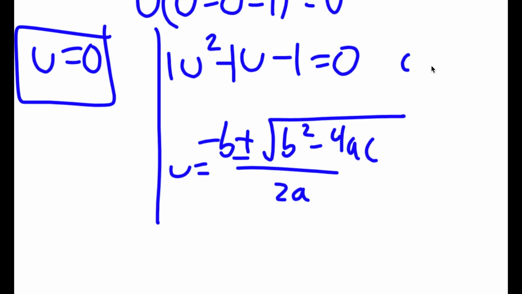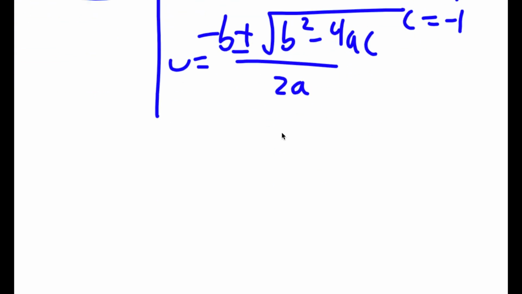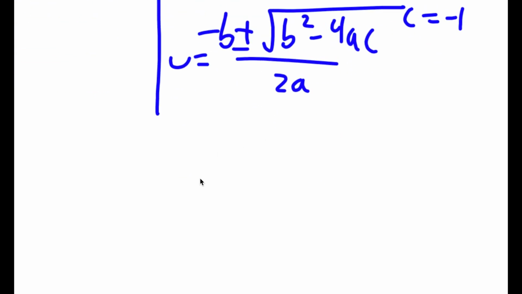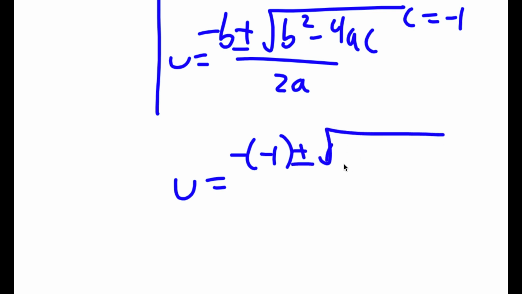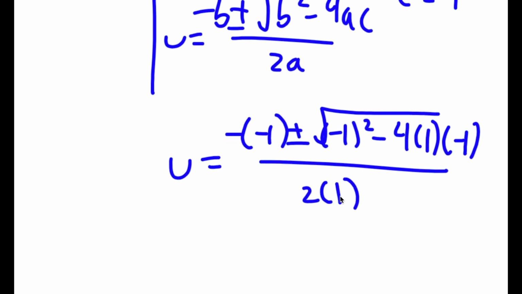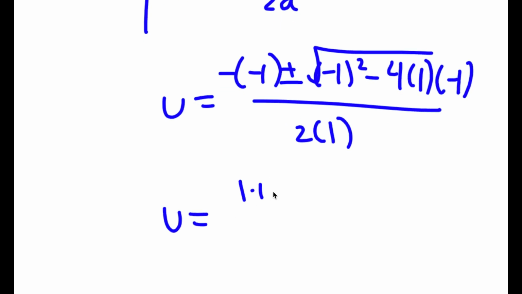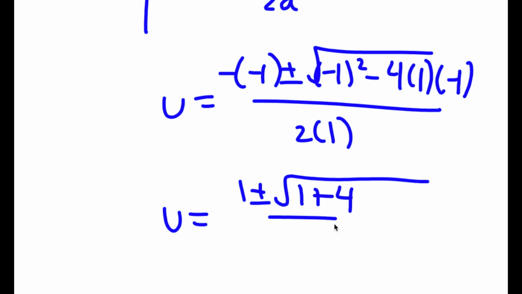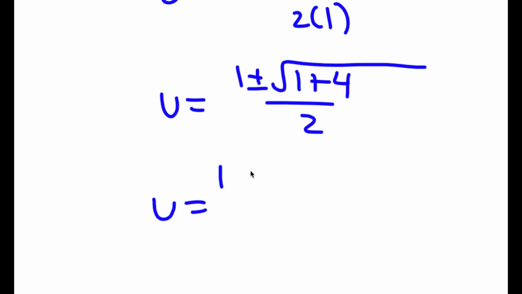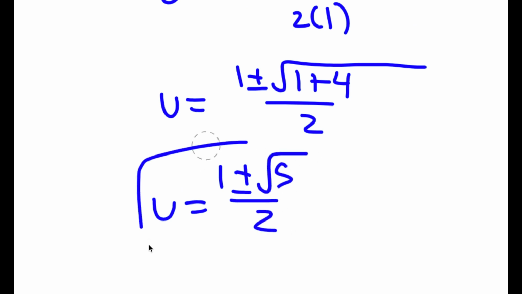So in this case, a is 1, b is negative 1, and c is negative 1. So I have u is equal to negative of negative 1 plus or minus the square root of negative 1 squared minus 4 times 1 times negative 1, all over 2 times 1. And this is equal to 1 plus or minus the square root of 1 plus 4 over 2. This is equal to 1 plus or minus the square root of 5 over 2. So these are two more solutions.